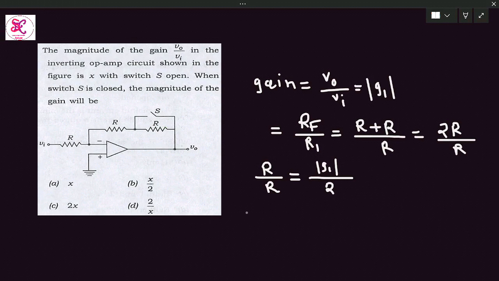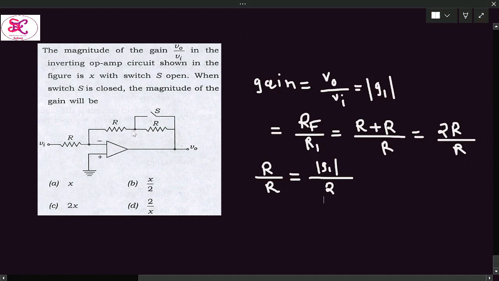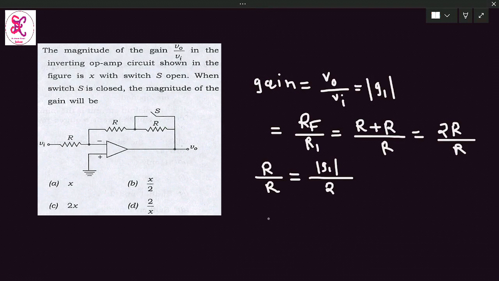Now consider the second case, when the switch is closed. What happens if the switch is closed in this circuit? If this switch is closed, the current through this resistor flows directly towards the output node, and R will not be taken into consideration in this case. Here, R is ignored when the switch is closed, because current will directly flow through this resistor towards the output node, and this R will not be taken into consideration. This R will be ignored, and therefore what gain are we getting in this case when the switch is closed?